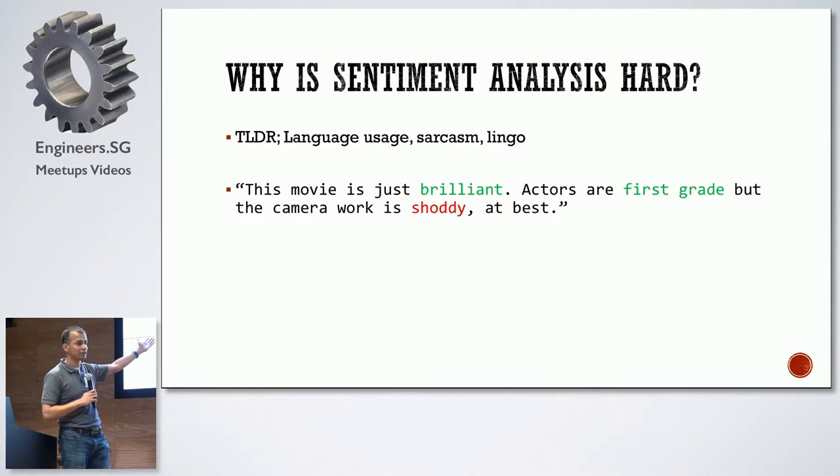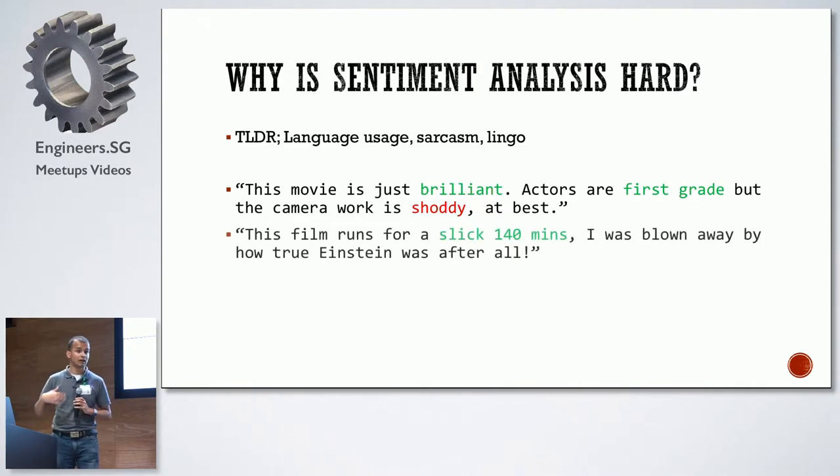But if you look at the tone of whoever wrote this, they could have been like, okay, I was happy with it, but in the end, it was actually a letdown because the camera work was bad. So the overall sentiment that I have is still negative. But I just wanted to be a nice person, and then I said, okay, this is good, that's good. This is the reason why it's very difficult to understand the sentiment of people and come up with an algorithm that can solve this or give us a proper score for that.